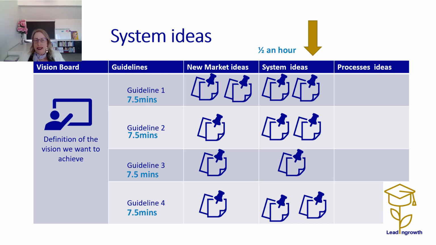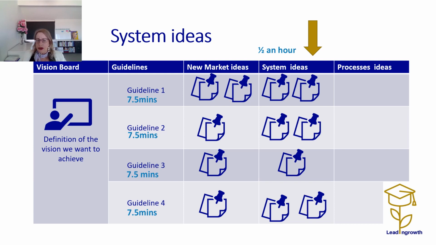We want to look at the ideas. If we're working on systems ideas, we want to look at the system ideas in relation to the market ideas, in relation to the vision board. That can be a lot to take in when you're doing it for the very first time. So your vision board is your key idea that we're trying to bring alive. From that vision board, we've created 4 guidelines. Now in guideline 1, we're going to look at the market ideas in relation to guideline 1, and we're going to try and develop system ideas that will make those market ideas come alive.